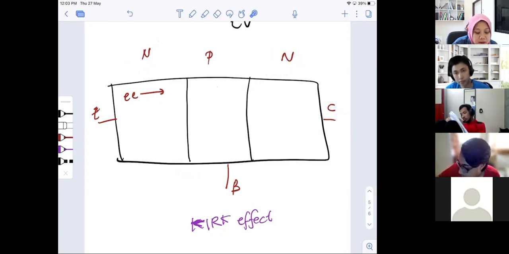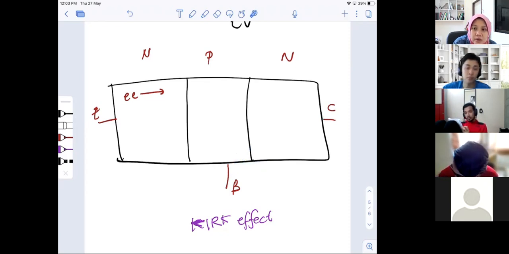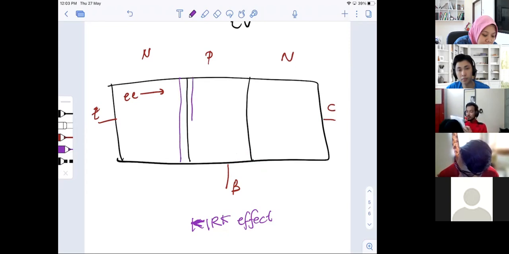But can you tell me what the biasing is over here? The base to collector junction, is it forward or reverse? Reverse. So let's draw the depletion region. Make it small for the forward junction. The emitter has a higher doping. Here is reverse bias, so it should be roughly the same.